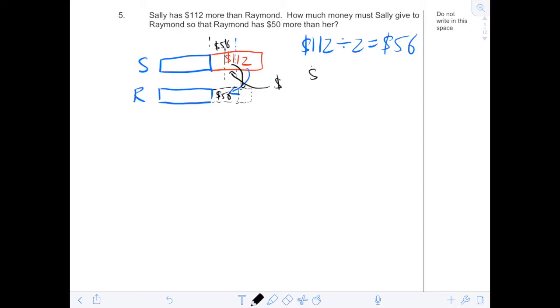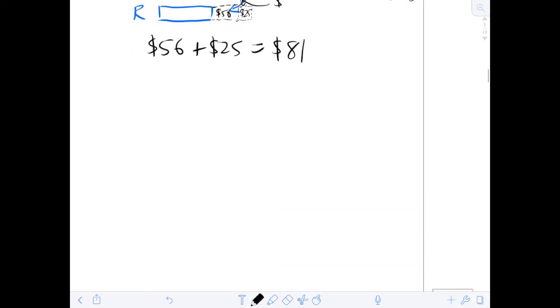So here you get $50 divided by 2 equals 25, because you're only shifting half of it over here to make it 50. So this is 25. So the final answer will look something like this. The amount of money that Sally will have to give would be $56 plus $25, which gives a total of $81.